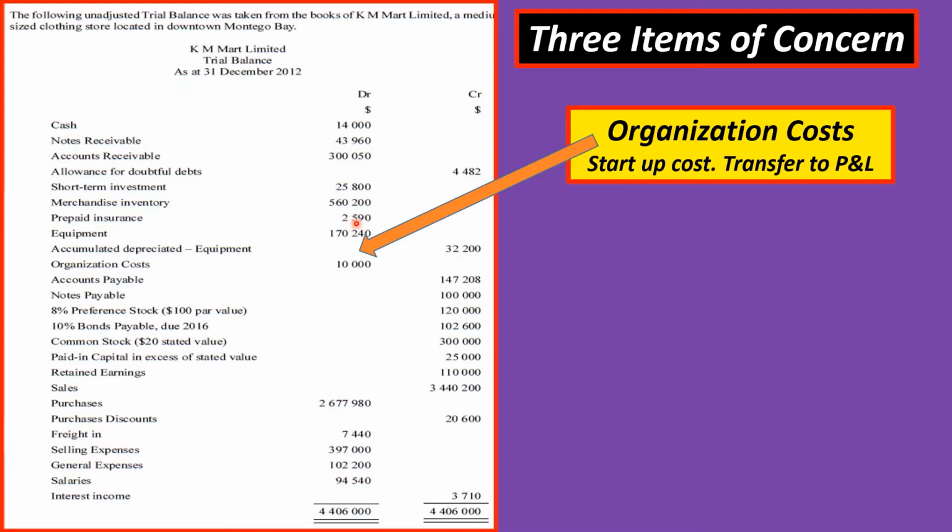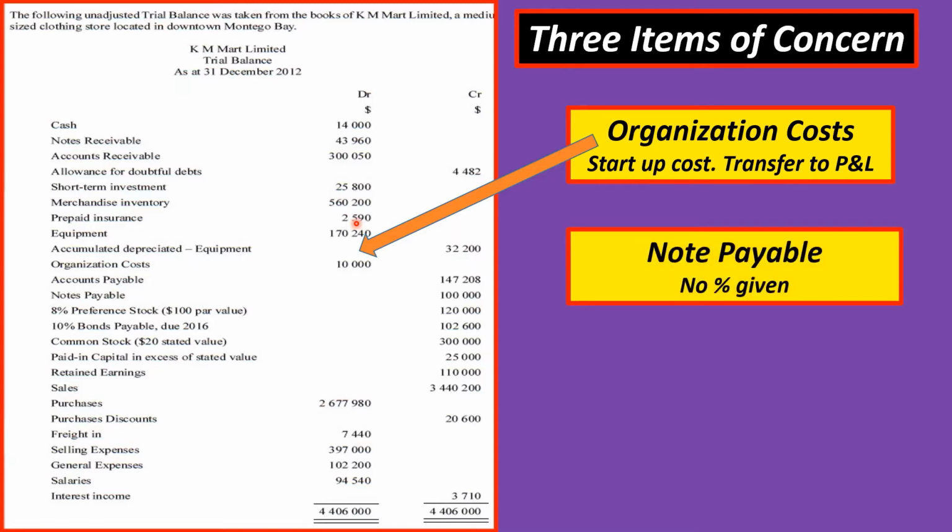And we are not given any instructions as to what to do with it. So what we will do is transfer the whole balance to the profit and loss account in this year here. The next item is the note payable.